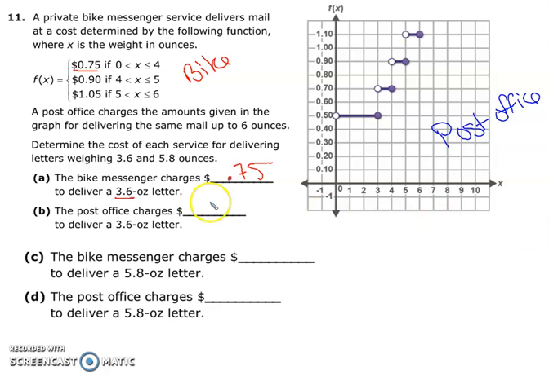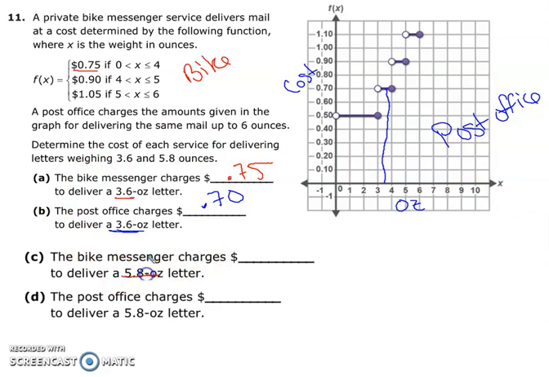The post office, how much do they charge something that's 3.6? Nope. 3.6. Here's the ounces on here. And here's the cost. So where does 3.6 lie? It's like right around here. How much do they charge? 70 cents. So if I was sending something that was 3.6, who would I use? The post office, because they're cheaper. Yep. Let's do the bike messenger again.